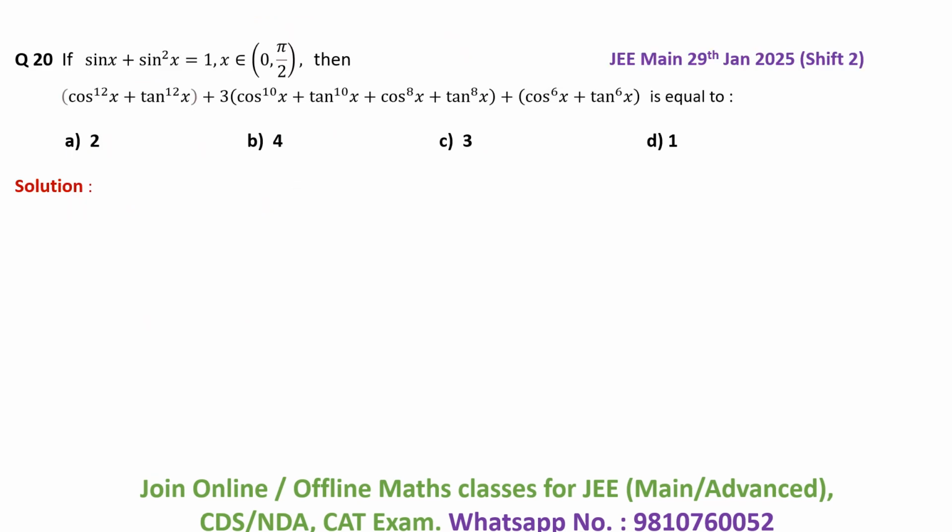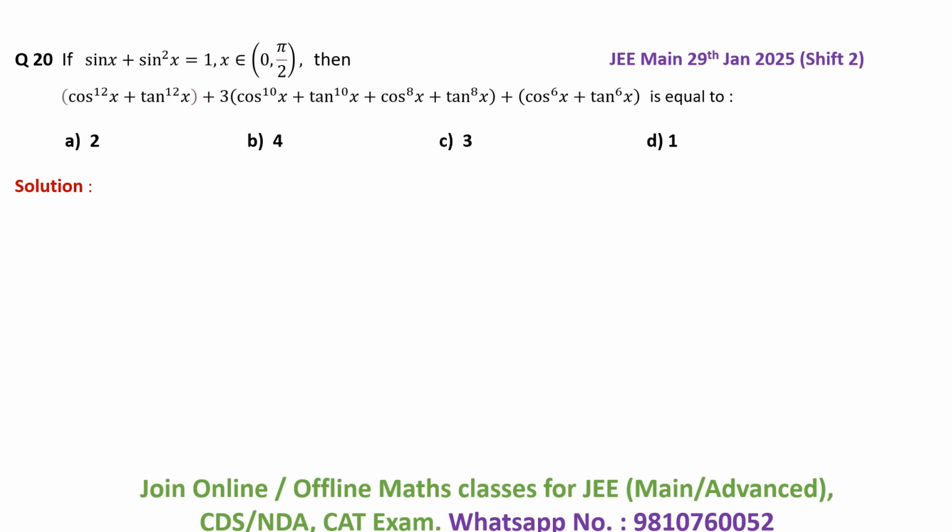Now students, it is a nice question on trigonometry. It says if sin x plus sin square x equal to 1, where x belongs to open interval 0 to pi by 2, then we have to find the value of the expression cos x power 12 plus tan x power 12 plus 3 times inside the bracket cos x power 10 plus tan x power 10 plus cos x power 8 plus tan x power 8 bracket close plus cos x power 6 plus tan x power 6.